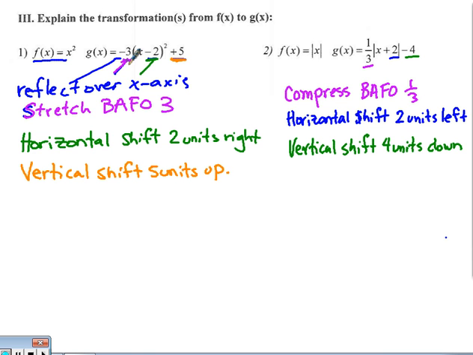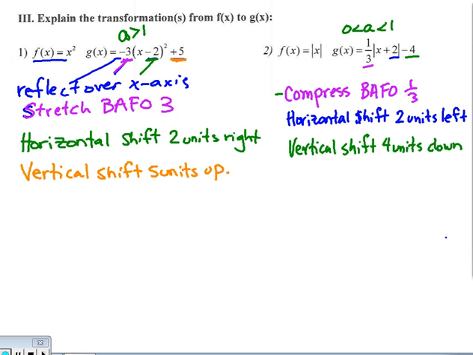Notice this is a stretch when your A value is greater than 1, and it's a compression when your A value is between 0 and 1. The compression or stretch has nothing to do with the reflection. They are two completely separate things happening here. The negative says this reflects over the x-axis, and this one does not reflect over the x-axis. So it's really the value of A, not the positive or negativeness of it, that makes it a stretch or compression. It's the value.